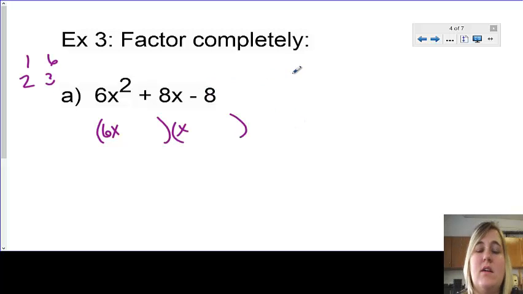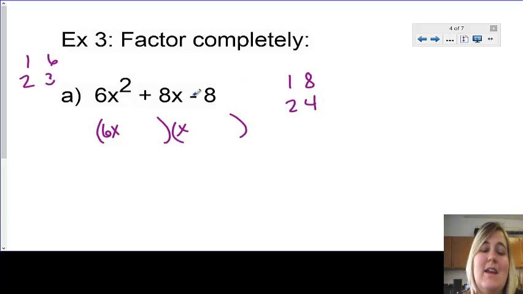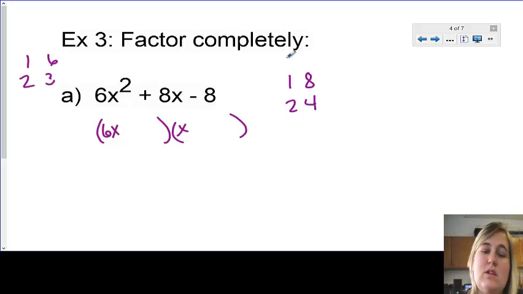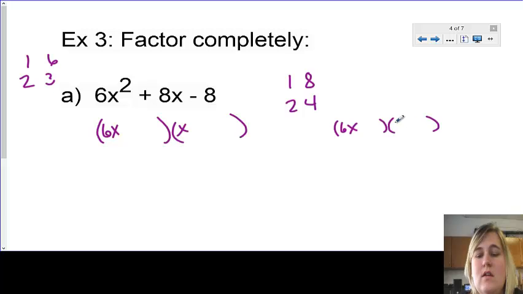I have 8. So things that multiply to get 8 are 1 and 8 and 2 and 4. And I need to get a negative here, so one has to be positive, one has to be negative, and I have to end up with a positive 8. So if I use 1 and 8, and I have 6x and my x, I know one has to be positive, one has to be negative, and I need to get a positive 8.